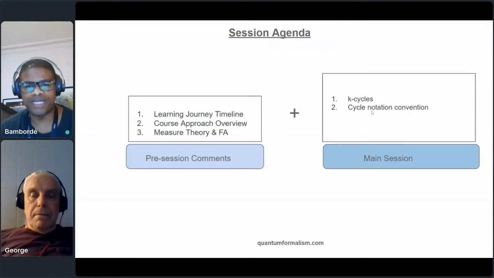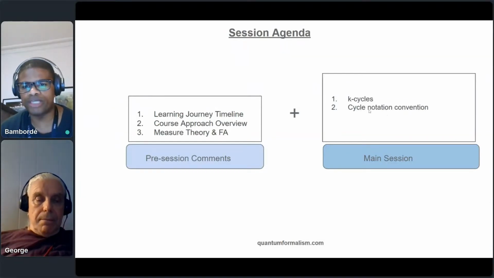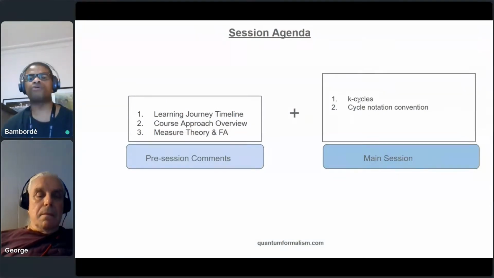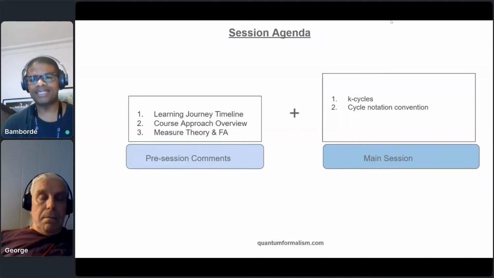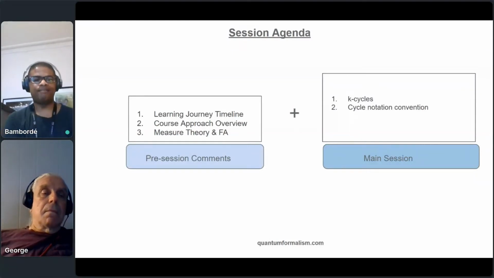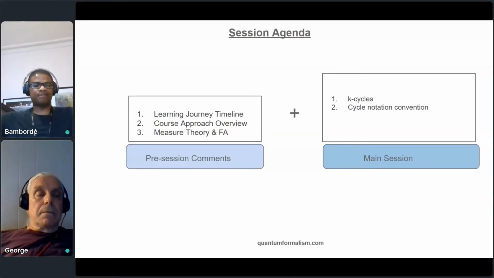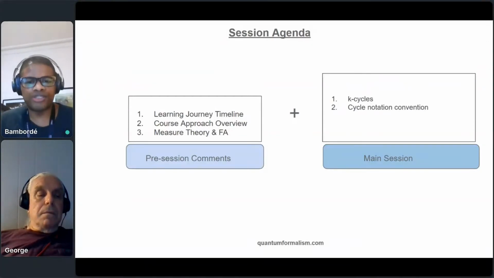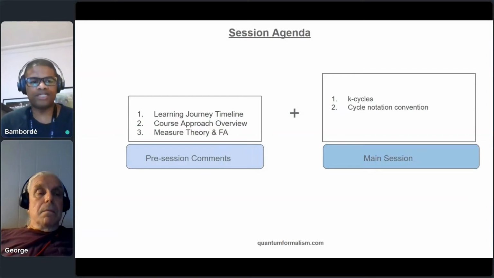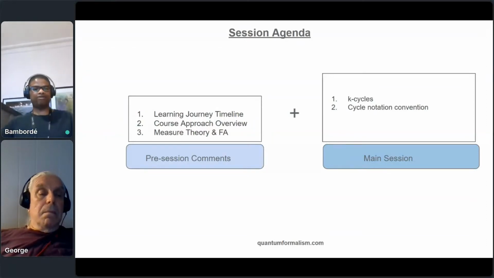And then we go through cycle notation. As I was saying before we went live, very often I've seen people introduce the cycle notation first and then introduce the concept of k-cycles. I think the other way is actually much easier to understand, to start with the abstract and then introduce the notation later. That way is not confusing, I think. Anyway, let's see what your verdict is.